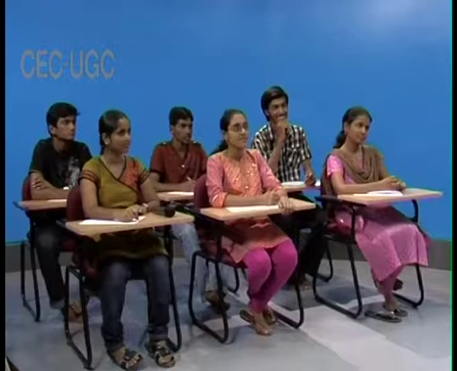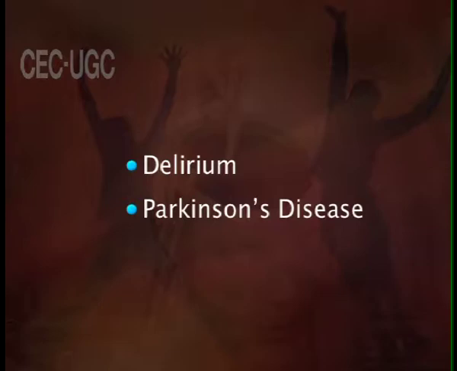Welcome back to our session on cognitive impairment disorders. As you remember, we have been discussing a variety of cognitive impairment disorders. In today's session, we are going to talk about two disorders in particular. We'll talk about delirium and we will talk about Parkinson's disease as well. We will start off with the disorder called delirium.